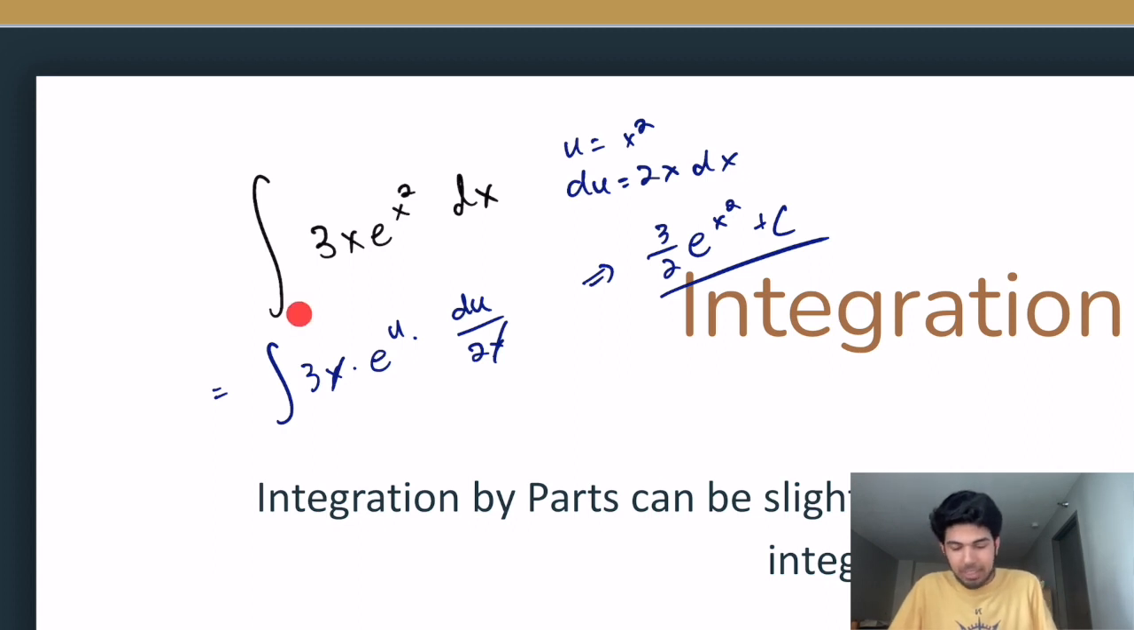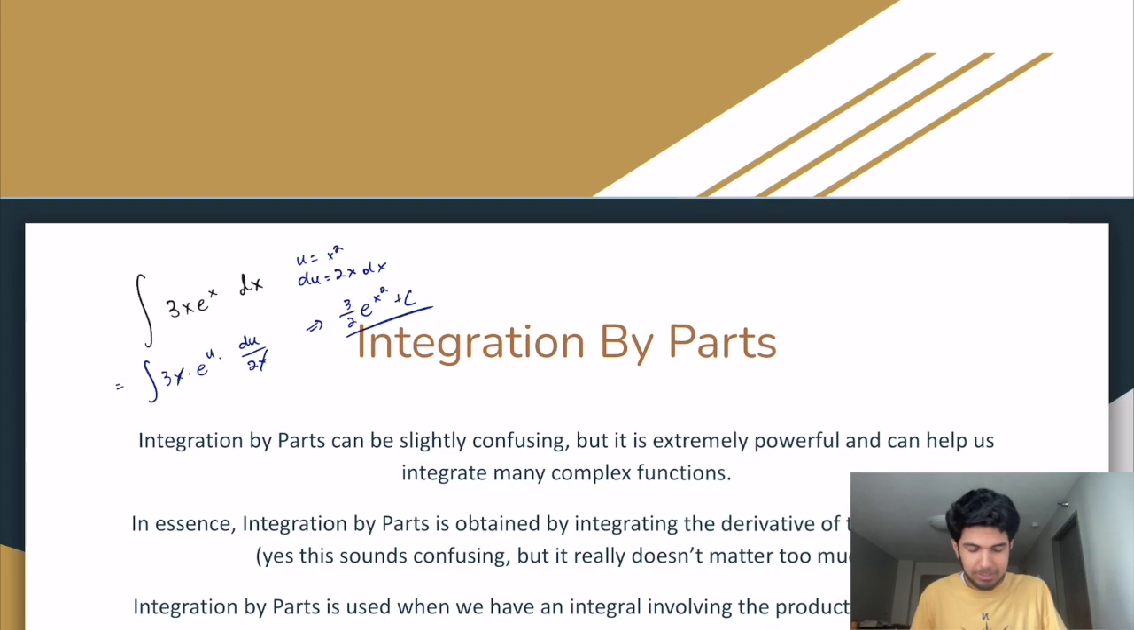But what if, for example, instead of this integral, it was the integral of 3x e to the x? Now u substitution won't work. We can't let u equal x because we won't be able to cancel anything. If you try letting u equal e to the x or something else, it's not going to work out. So this is an integral we wouldn't be able to solve. For that, we're going to have to use integration by parts.